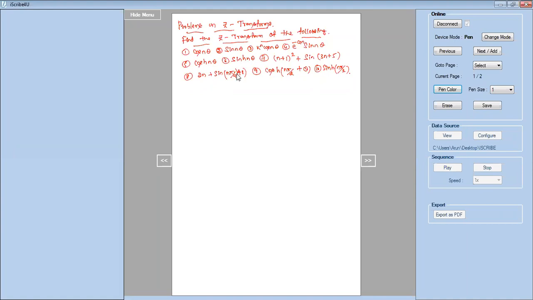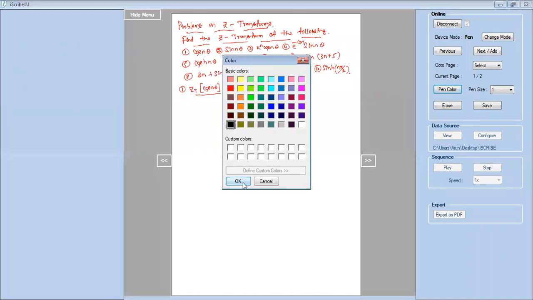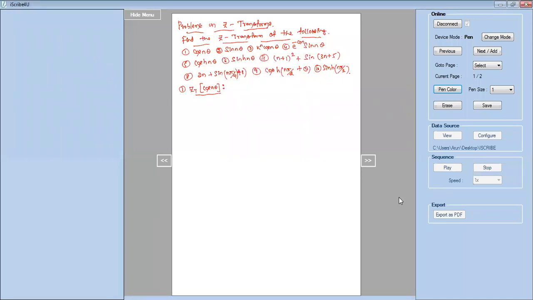I'll start with first problem, that is Z transform of cos n theta. So I want to find what is the Z transformation of this. Okay. So let us see how to find the Z transformation of cos n theta.